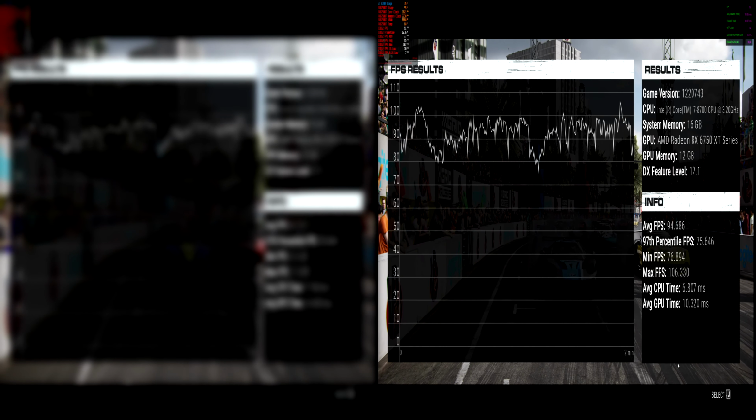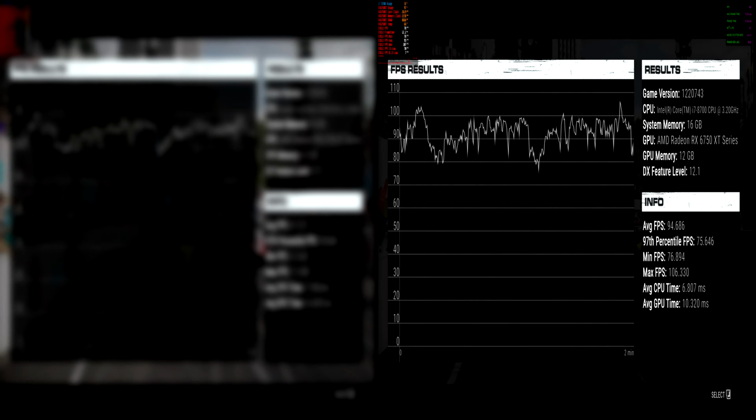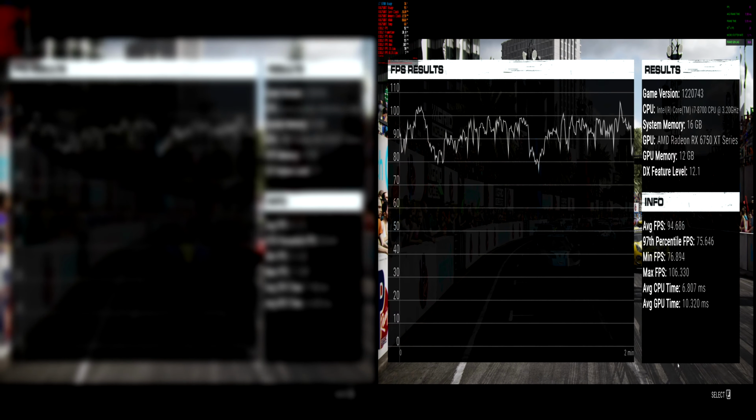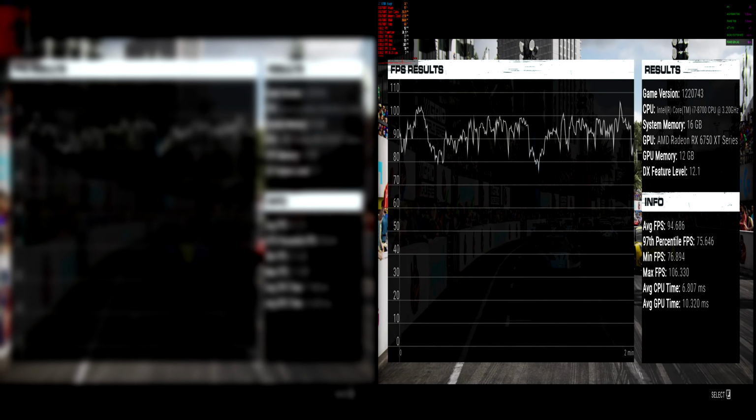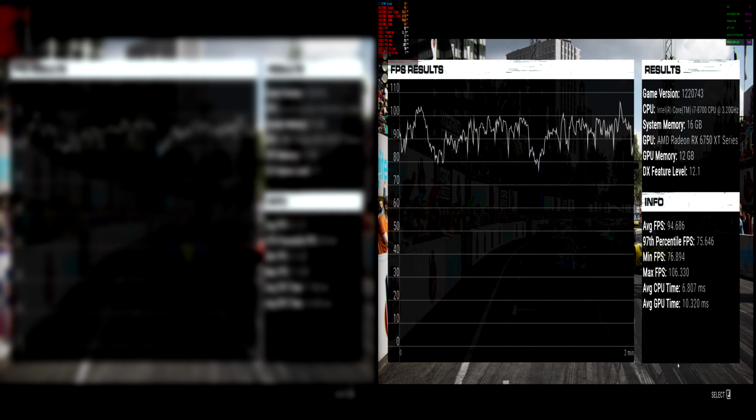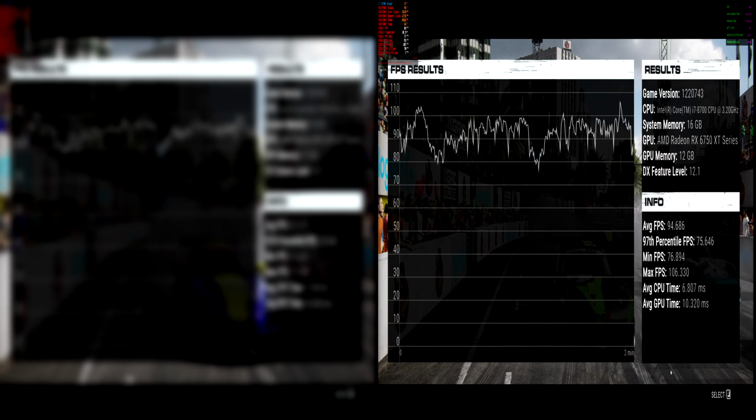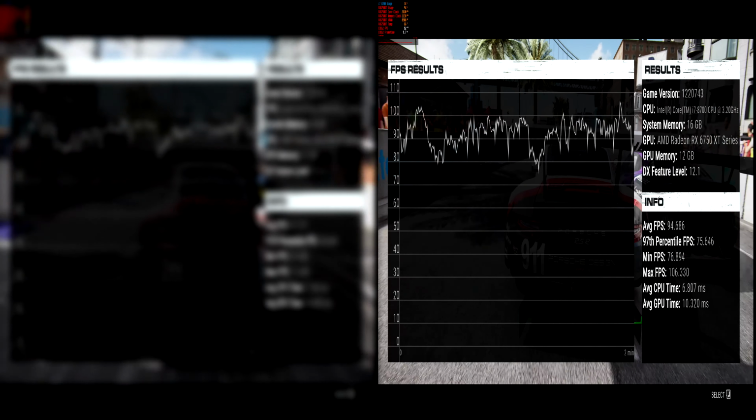Now, if you take a look at the right side, where game is running at 4K native without fluid motion enabled, the results are slightly different. So you have an average of 94, 97 percentile of 75, a minimum of 76, a maximum of 106, an average CPU time of 6.8 milliseconds, and an average CPU time of 10.3.